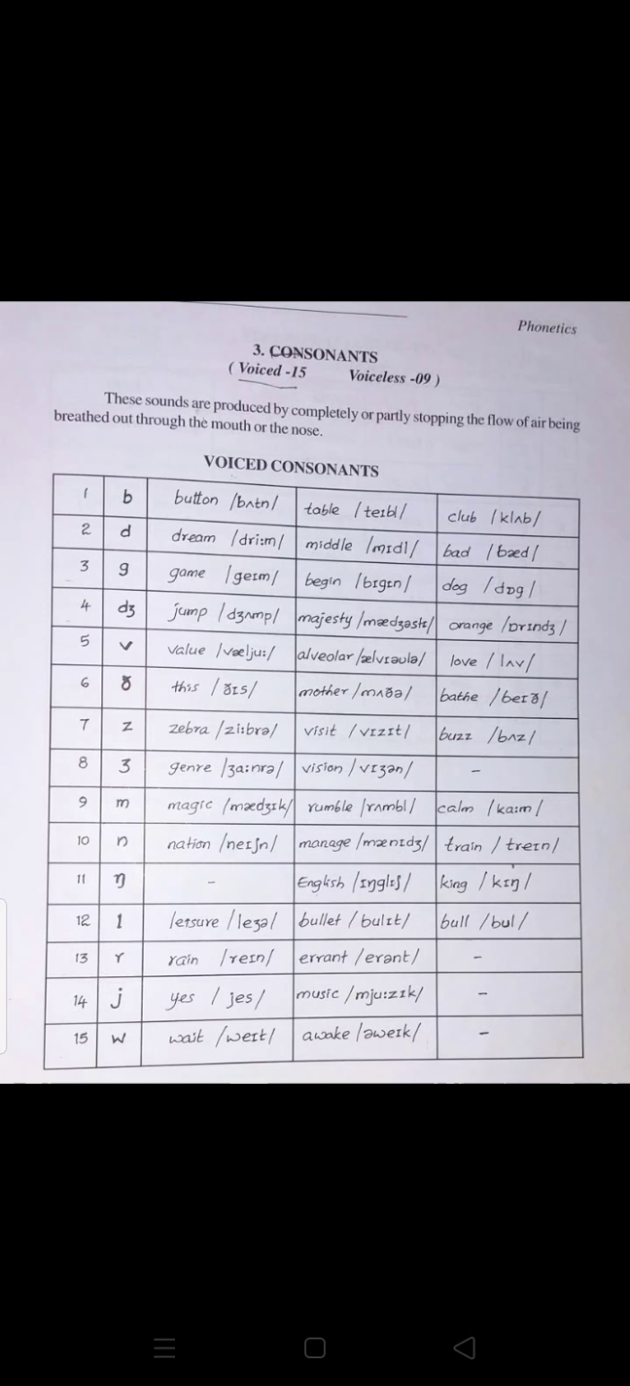Okay, the seventh voiced consonant sound is "z". If you see the initial sound of the word, zebra. If we see in the middle, visit. If we see in the final, budge.